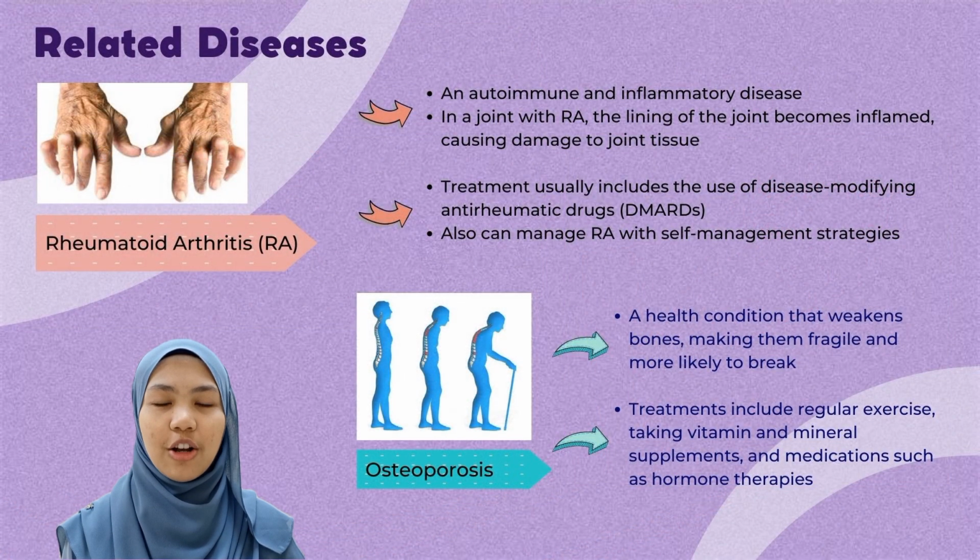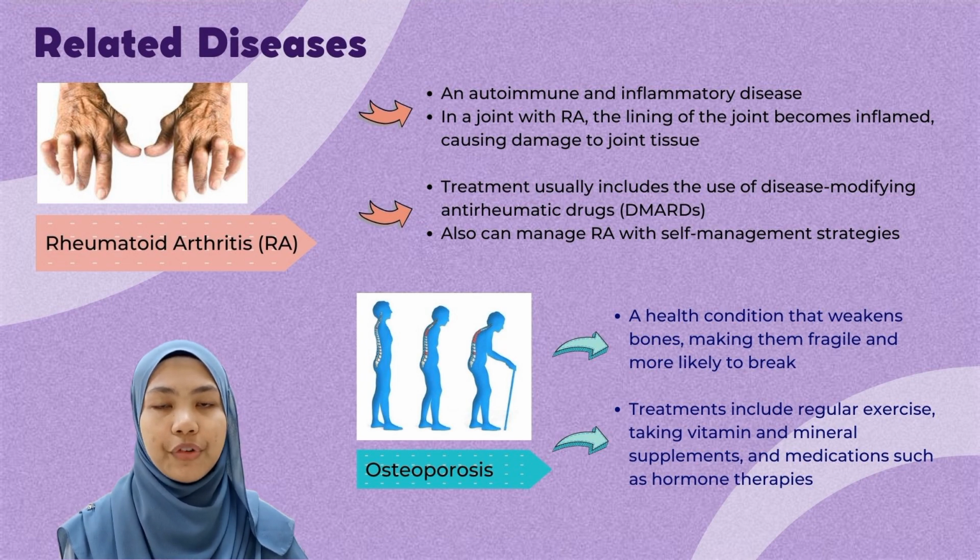Here we've got the musculoskeletal system related diseases. The first one is rheumatoid arthritis. It is an autoimmune and inflammatory disease, which means that the immune system attacks healthy cells in your body by mistake, causing inflammation, which is painful swelling in the affected areas of the body. In a joint with rheumatoid arthritis, the lining of the joint becomes inflamed, causing damage to joint tissue. This tissue damage can cause long-lasting or chronic pain, unsteadiness, and deformity.